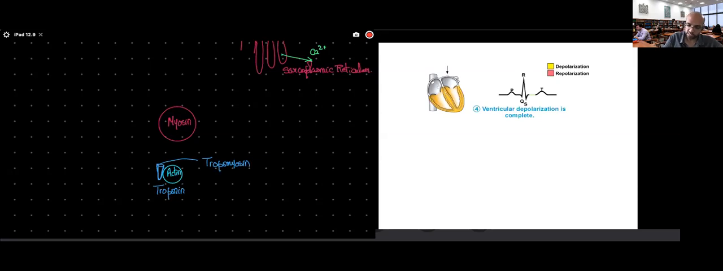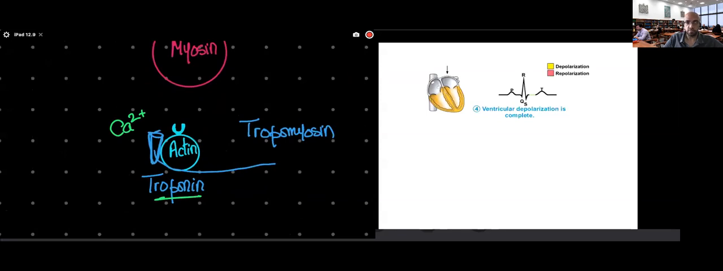So what happens when I release this calcium in the cytoplasm? This calcium now gets in contact with my troponin. When it binds to the troponin, it changes its shape. And as it changes its shape, what's going to happen? It's going to be moving the tropomyosin away, like this, exposing the binding site on the actin subunit. So now I have exposed the binding site on the actin. This is my binding site that appeared on the actin.